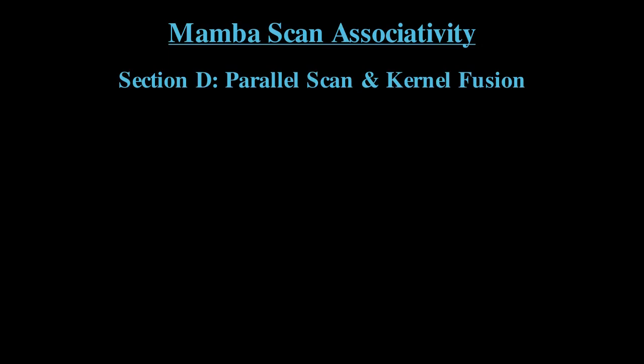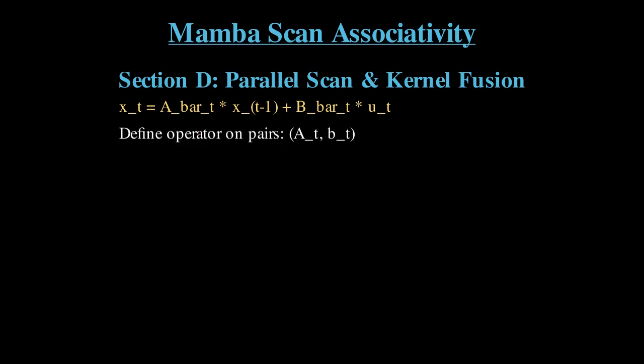So, how do we make this selective scan fast? The recurrence x sub t equals A bar sub t times x sub t minus 1 plus B bar sub t times u sub t looks inherently sequential. Each step depends directly on the previous one. But looks can be deceiving. This recurrence is actually parallelizable. The key insight is to define a special binary operator.